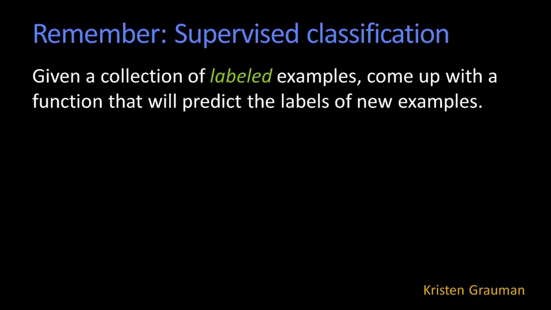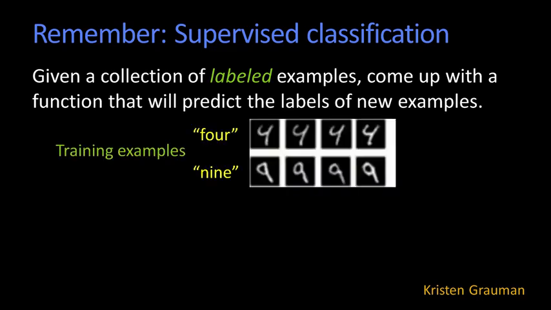Remember before we were talking about supervised classification? Supervised classification is I give you a bunch of labeled examples, right? Typically referred to as training examples. And you're supposed to come up with a function that'll label some new examples. And we showed this one where we have a bunch of hand-drawn 4s and hand-drawn 9s. And the idea was, given some new input, is it a 4 or is it a 9?